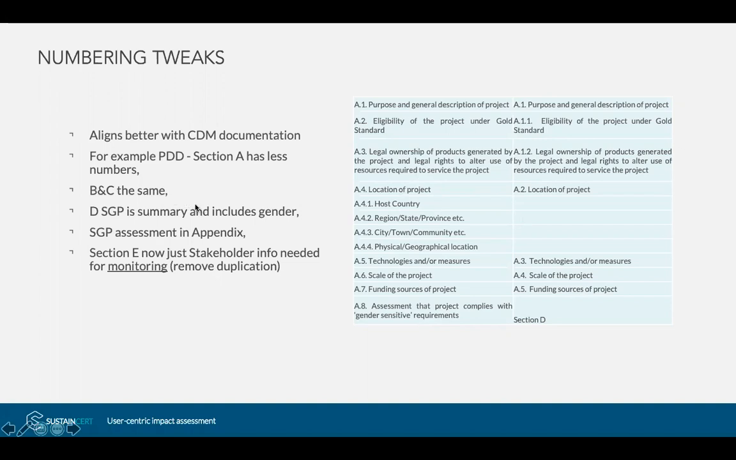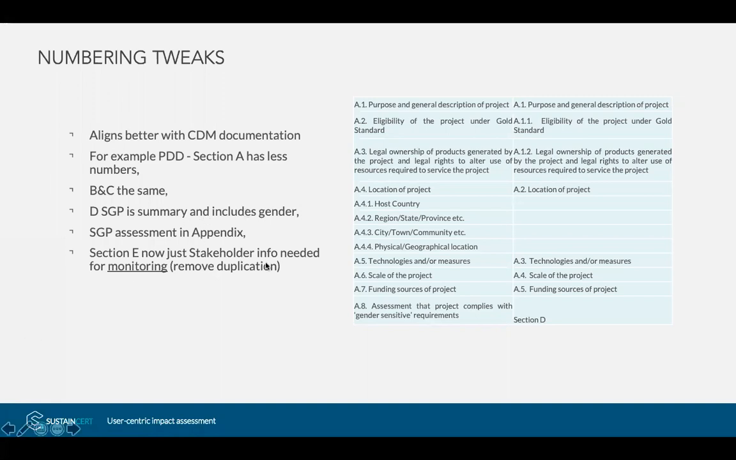B and C are completely the same. Section D, in the old version of the PDD, there was a lengthy table that developers would fill in as their safeguarding principles assessment. This is now included in the appendix, and the reason we've done that is for clarity, with the thinking that section D in the project design document, the information that we want to see for the majority of the years of the project, is what the safeguarding principles assessment looks like for monitoring. Section D is a summary of monitoring information on safeguarding principles.